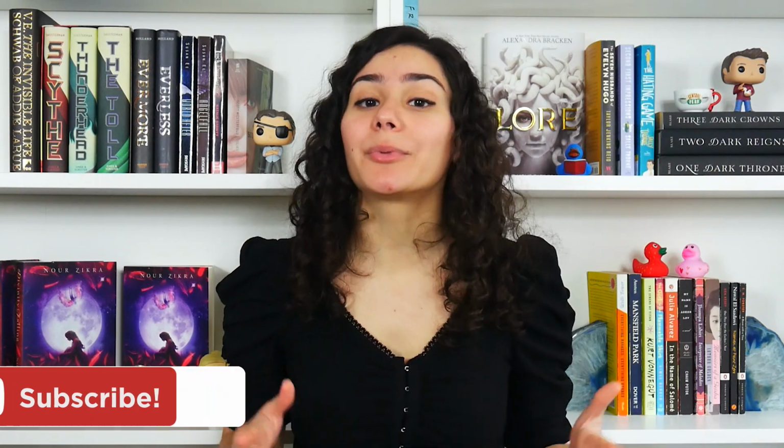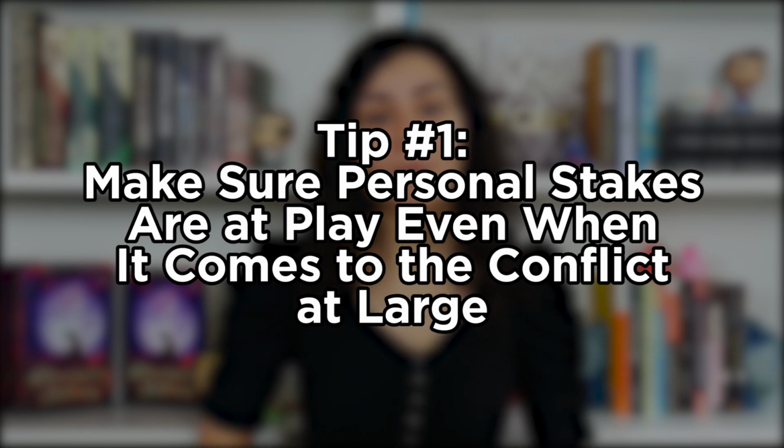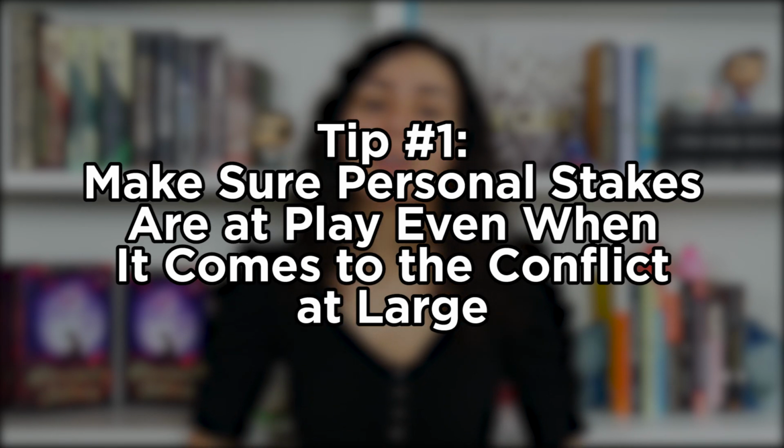So I'm just going to hop right into my tips. Tip number 1. To raise the stakes in your story, make sure personal stakes are at play even when it comes to the conflict at large. Sure, your story might be about a character trying to win a contest. The conflict at large is that failing to win the contest means that the protagonist won't win 100 grand.